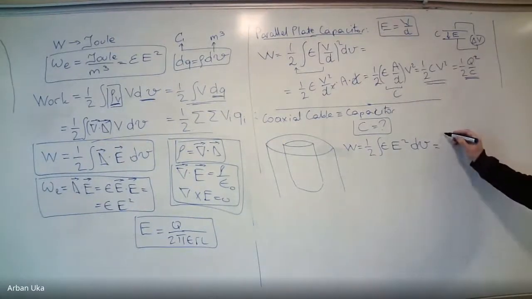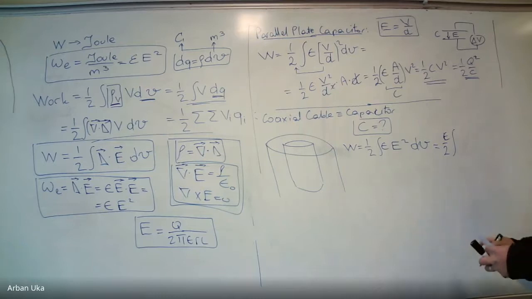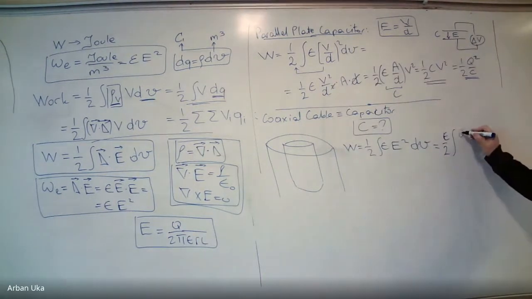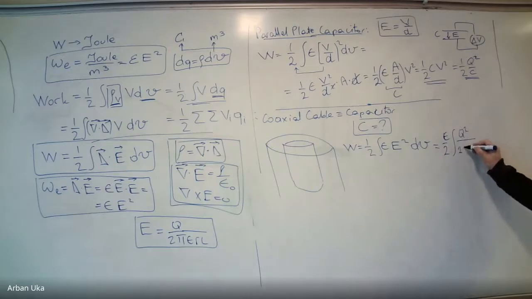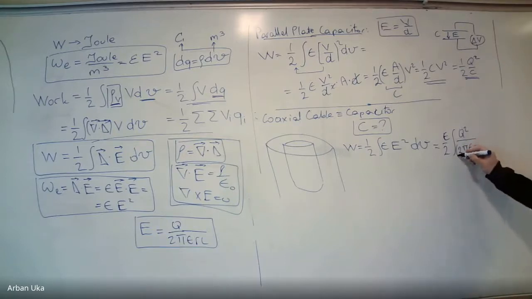So here we have 1 over 2. Permittivity is a constant, so we can take it out. Then the electric field squared is in fact this expression squared. So it is going to be Q squared over 2 by, is the permittivity in there? It is, permittivity of r L, all squared, integrating over the volume.